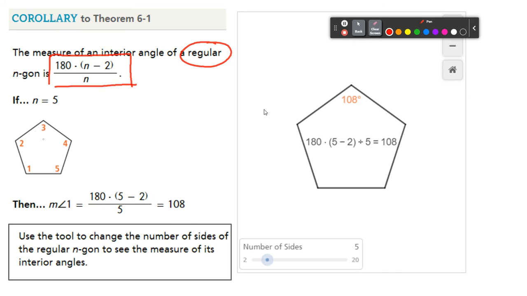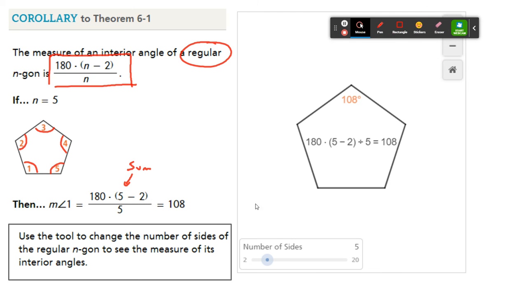So in this pentagon, if it is regular, that means that angle 1, 2, 3, 4, and 5 are all the same. So let's just find the sum. So this top number is the sum of all those angles. And let's divide by the number of angles, which would be 5, which is also the number of sides.